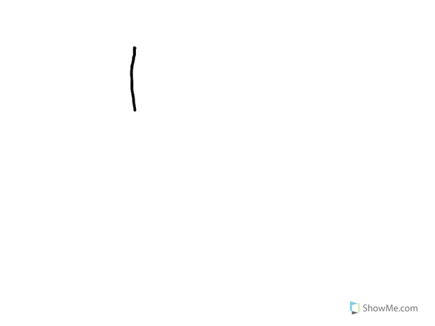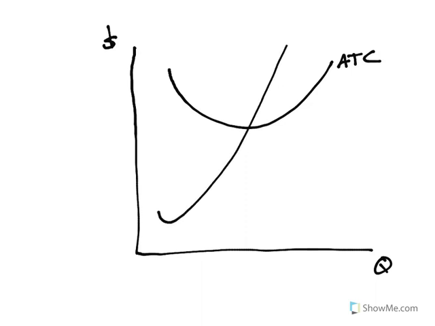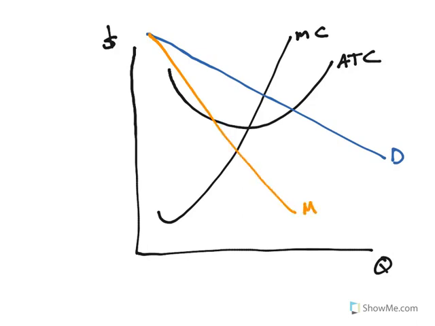So let's take a look at what that might look like more generally if we didn't know what those numbers are. So quantity, dollars, our average total cost curve, and our marginal cost curve. We'll have a blue demand curve and a marginal revenue curve that's got roughly twice the slope.